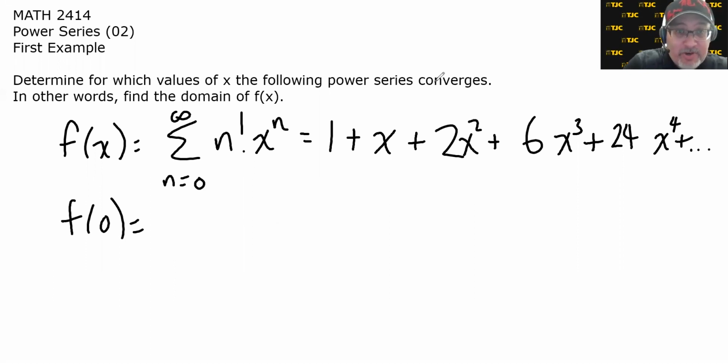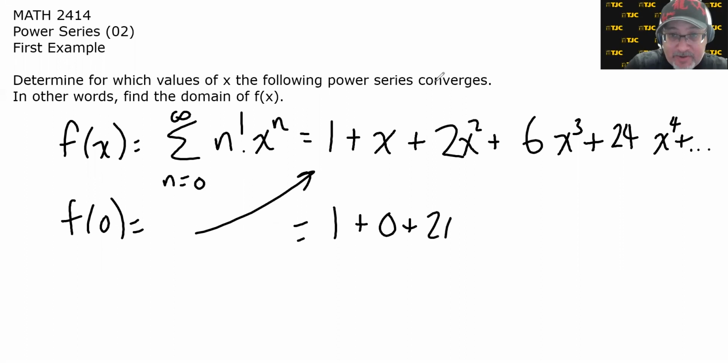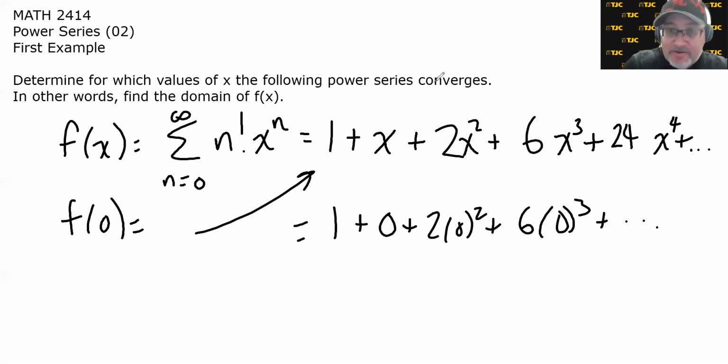If we were to put in 0 here, we would get 1 plus 0 plus 2 times 0 squared, plus 6 times 0 cubed, plus ... And the tail end of the series would all be 0. The only thing that would survive would be 1. So we definitely get convergence at 0, but that's because every power series converges at its center. But will it converge anywhere else?